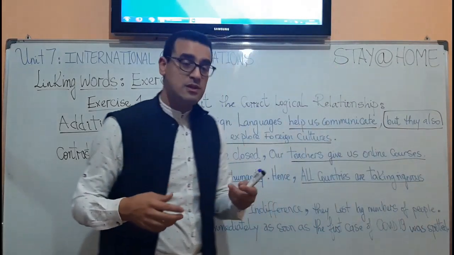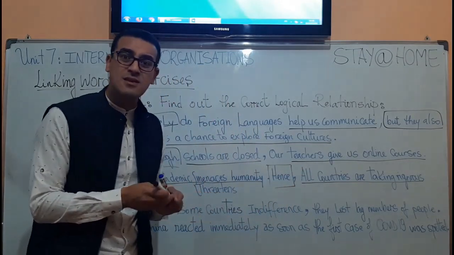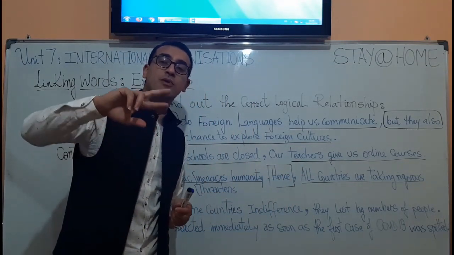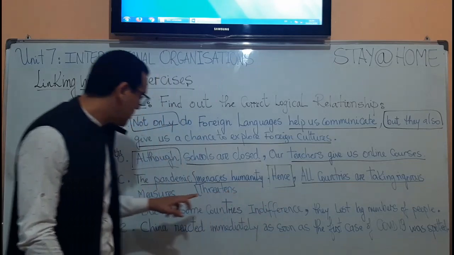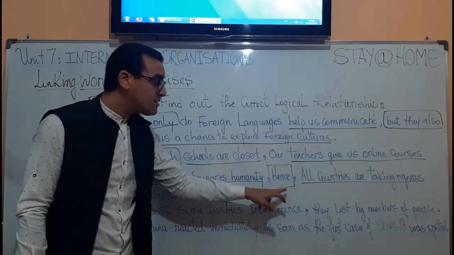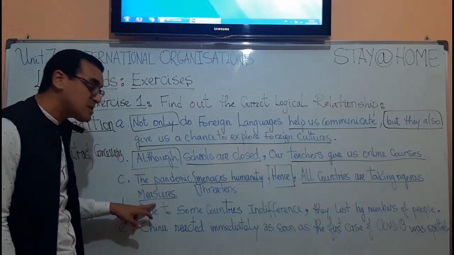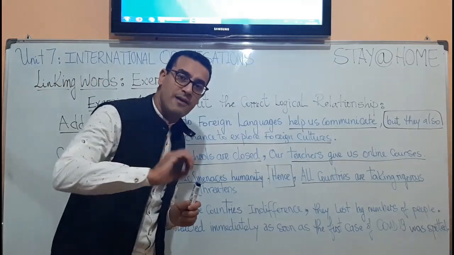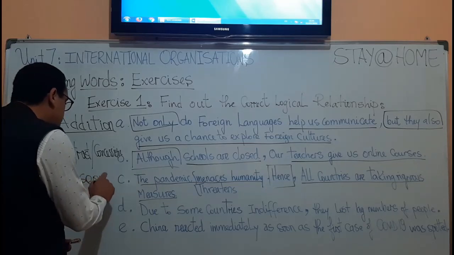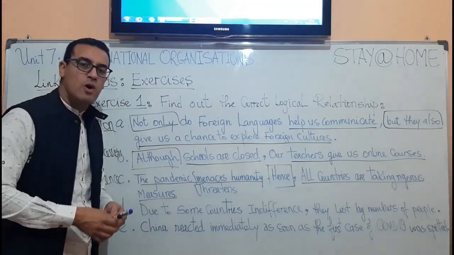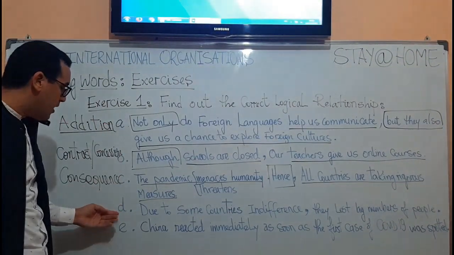So the logical relationship between these two is guaranteed by the use of hence. So what does hence express? It simply replaces or substitutes as a result, or consequently. Look at this. The pandemic menaces humanity. Consequently, or as a result, all countries are taking some rigorous measures. So the logical relationship that we have in statement C is that of consequence or result, if you want. Consequence or result. Let's move on to D now.